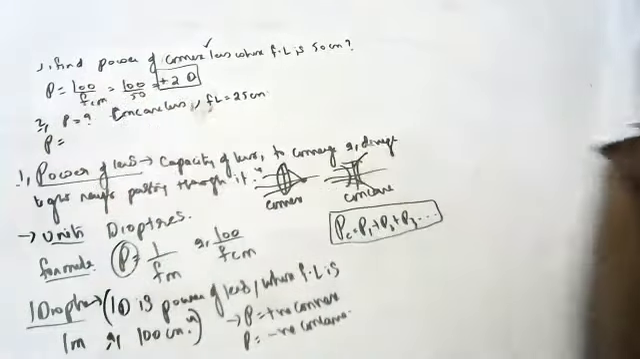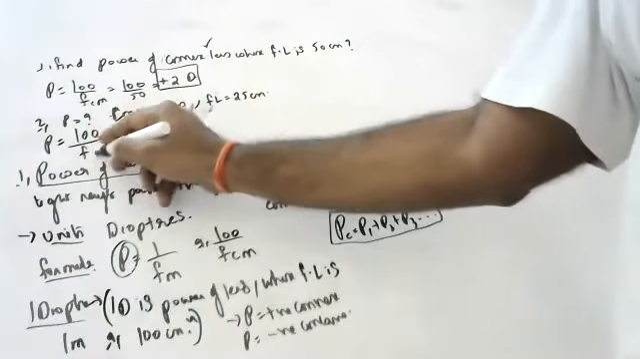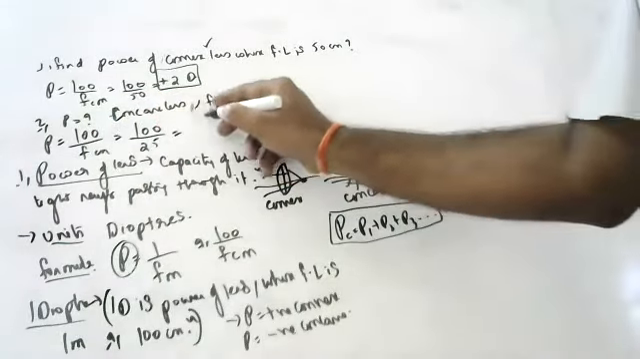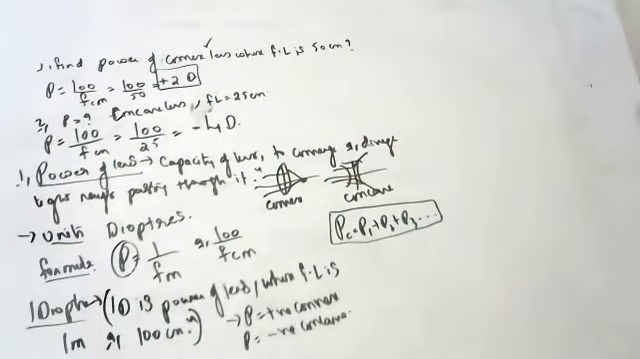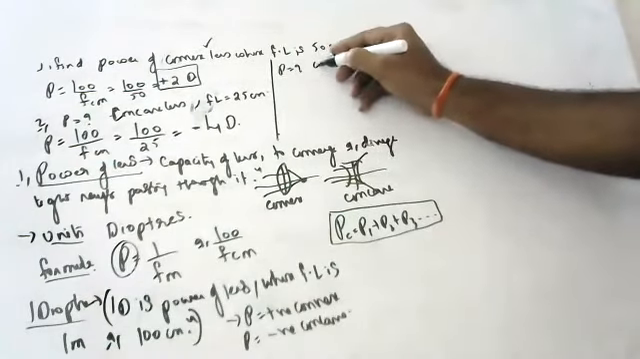Power P is equal to 100 by focal length in centimeters. Equal to 100 by 25, equal to minus 4 diopters. Why minus? Because it is a concave lens. Next, find the power of a convex lens.